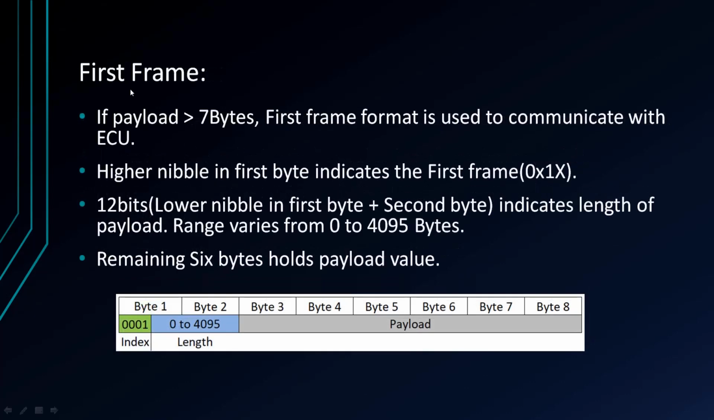Okay, first frame. The first frame comes into the picture when you have data of more than 7 bytes up to 4095. We can use the first frame concept. How do we differentiate it? Same as I said, by the index: there it was 0, here it's 1, and we need to specify the length. For the length, we take the 12 bits next to the index, the lower nibble of byte 1 and byte 2. All 12 bits indicate the length from 0 to 4095. Here we specify the length, and in the remaining 6 bytes we can start transferring the data between the client and the server.